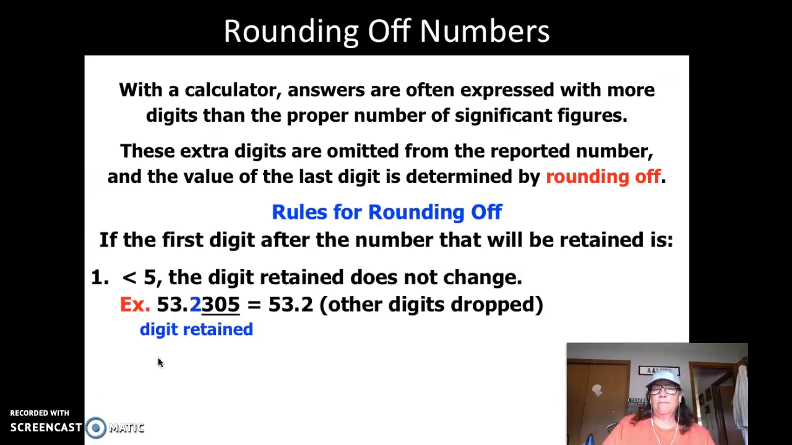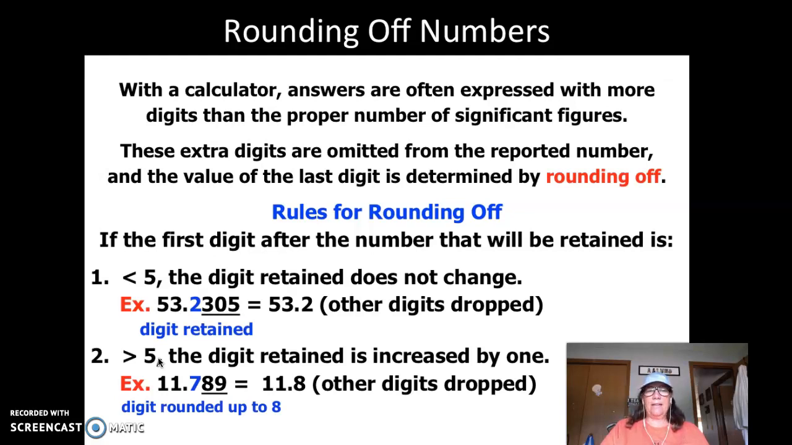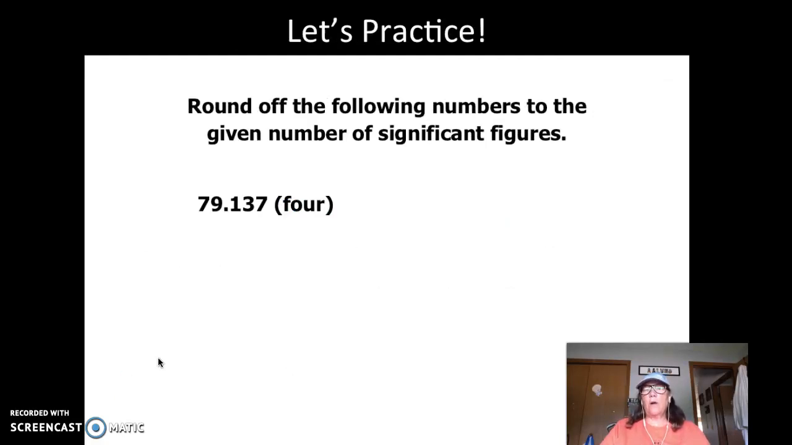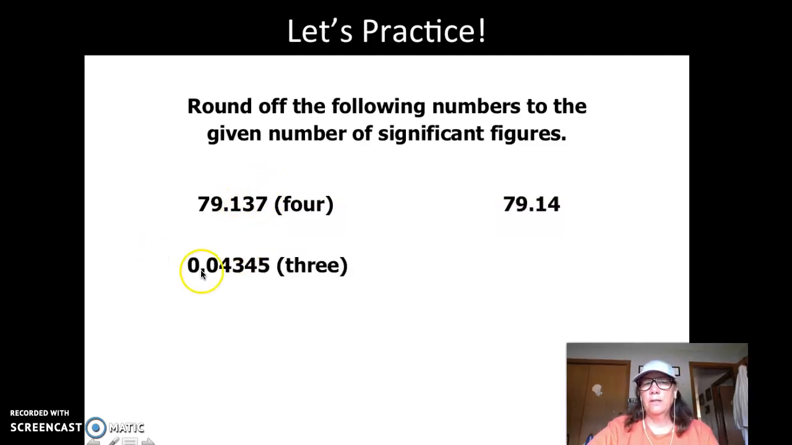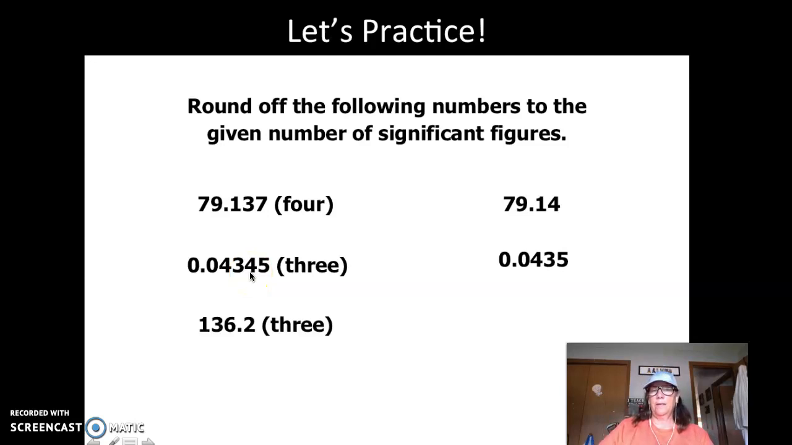Again, it explains it on the slide. I don't know if I really need to go through it, but it's important to round when you're doing calculations with significant figures. So this one: round off the following number to the given number of significant figures. We can only have 4, so I would write 79.14. I'd get rid of the 7 and round it up. This one, I can only have 3, so I'm going to take this 5 and round, so it'd be 4.0435. And that one, I can only have 3, so basically I have to lose this 0.2.